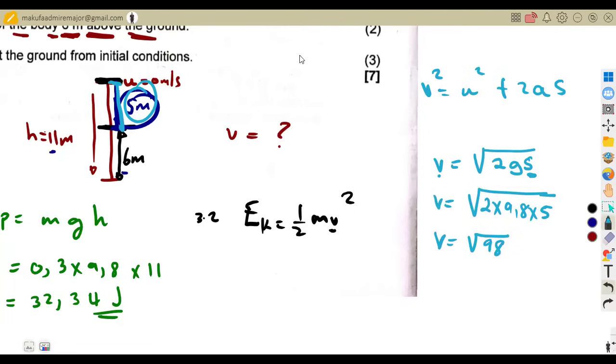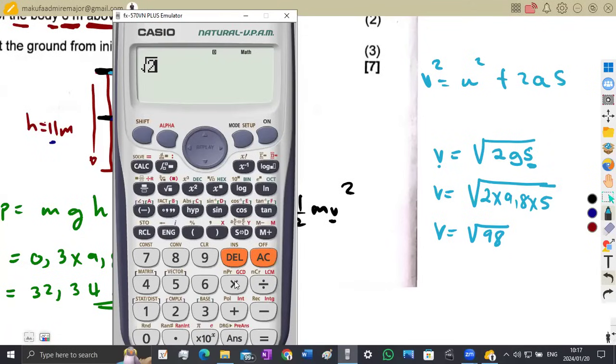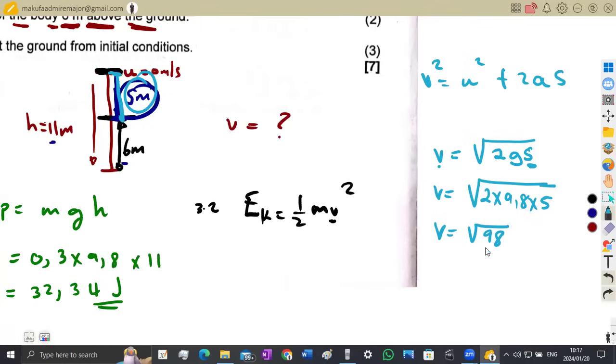If you simplify this, the square root of 2 times 9,8 times 5 is going to give us 7 square root of 2. But if you simplify what is under the square root only, 2 times 9,8 times 5, you get 98. Yes, the square root of that answer, when simplified, is this, but I'm just going to use it as a single square root.